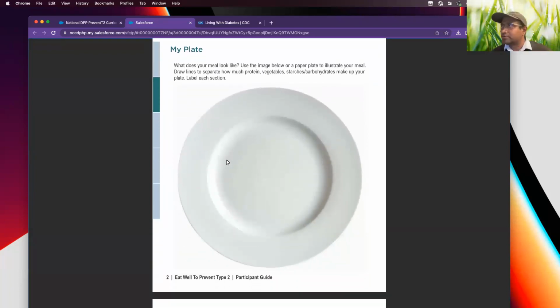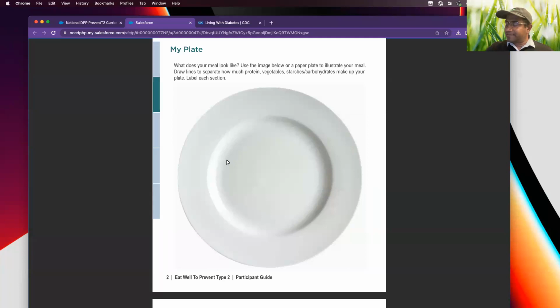Here's what does your meal look like? Use the image below or a paper plate to illustrate your meal. Draw lines to separate how much protein, vegetables, and carbohydrates make up your plate. Label each section. Why don't we take a minute to do that? I'm going to try to draw myself a plate. Probably you can share your screen after drawing it.